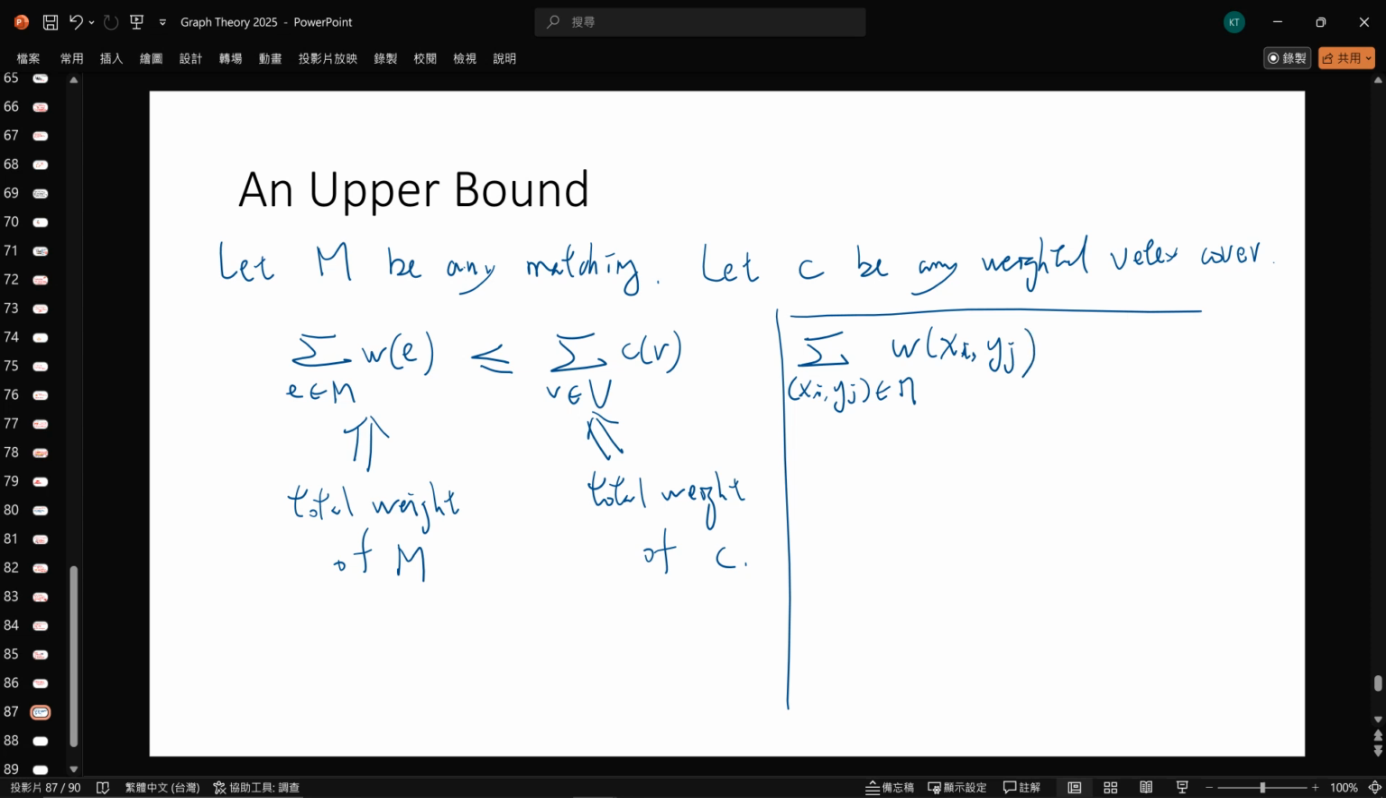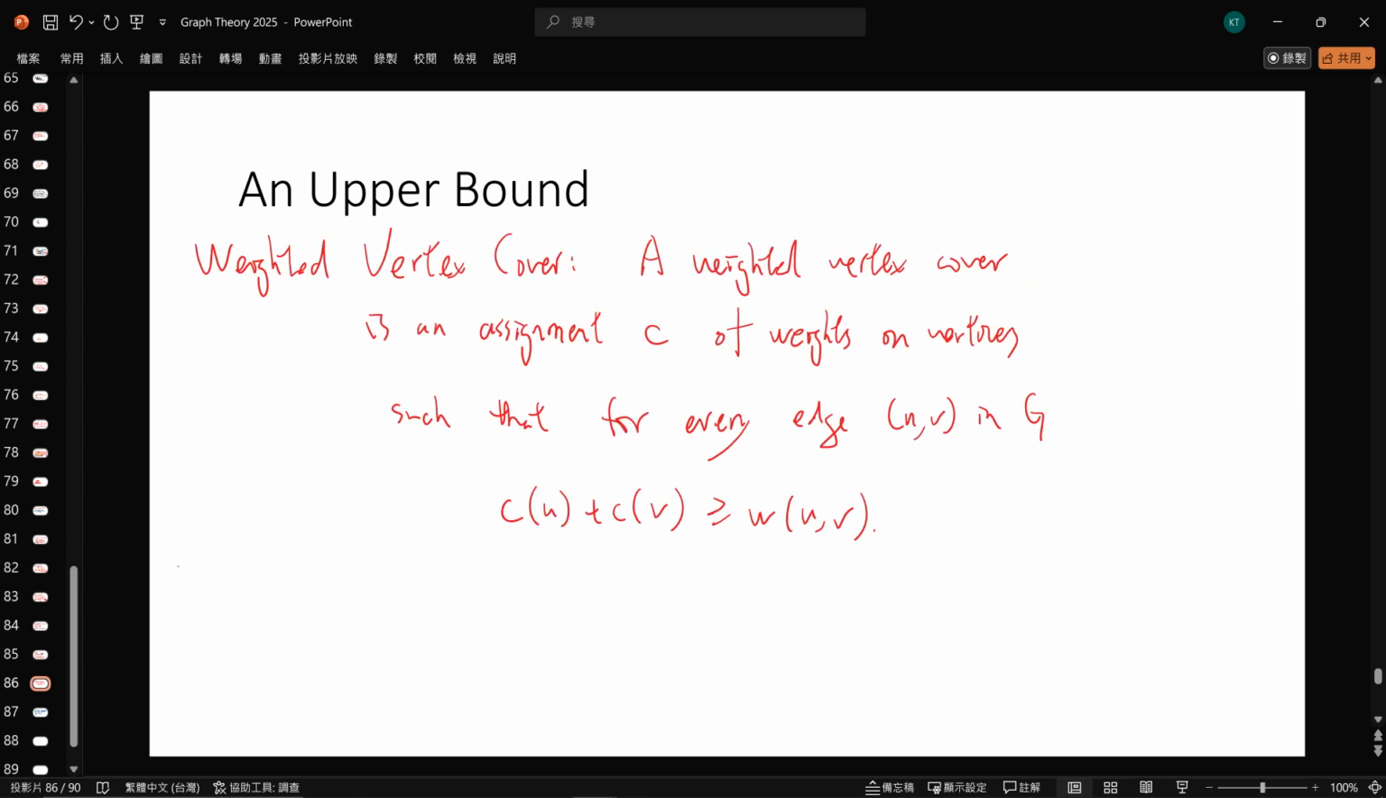Okay, so here I denote every edge in the form of xi, yj. So xi is a vertex in x, and yj is a vertex in y. So this is just the total weight of the matching. And the first property we're going to use is this, okay? Because this is a weighted vertex cover, we can cover every edge.